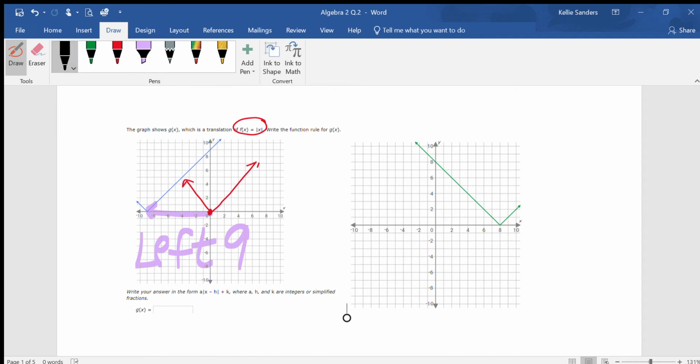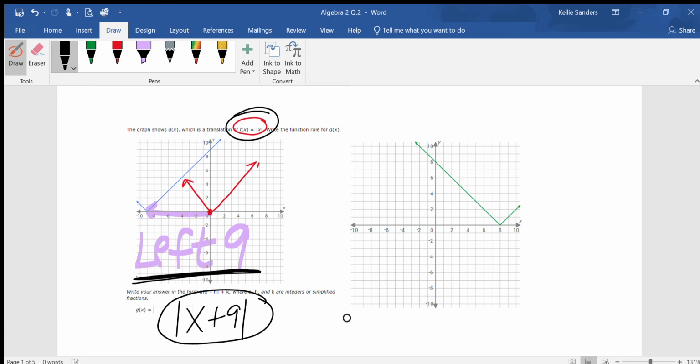So what would the new equation look like? And remember, if it's left or right, it's with the parent, it's inside the house. It's inside the parent's house. So if you're with the parent, you're going to do opposite of what it looks like you're doing. So we have the absolute value, we put x there, and if it's left 9, then we're going to add 9, and that's going to be it.